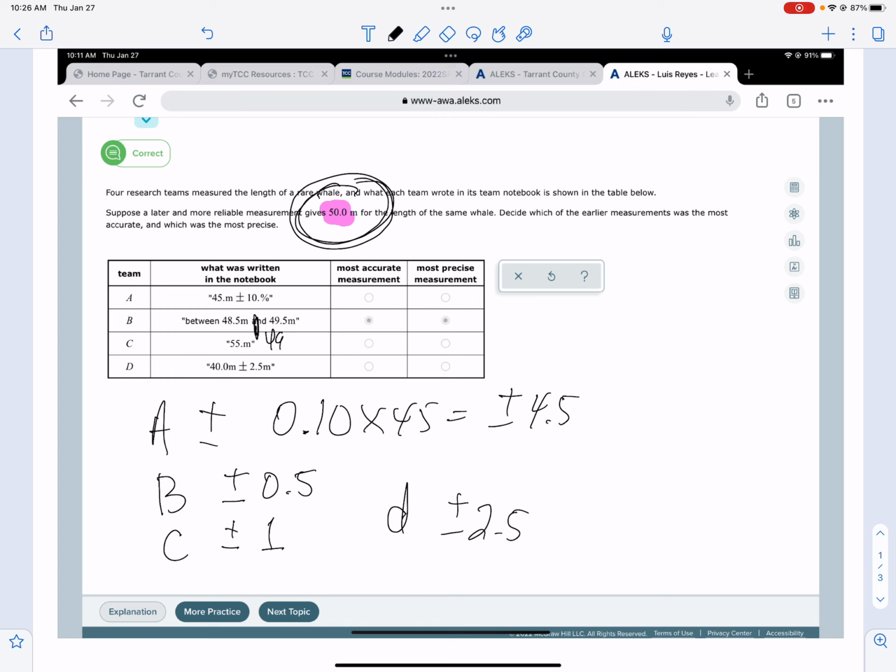So which one is the smallest? The smallest one is going to be B. So that's why B is the most precise. Okay, if you got it, stop there. If you didn't get it, let's do another one.